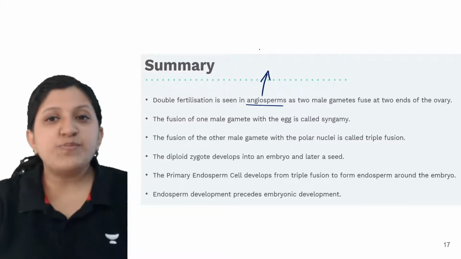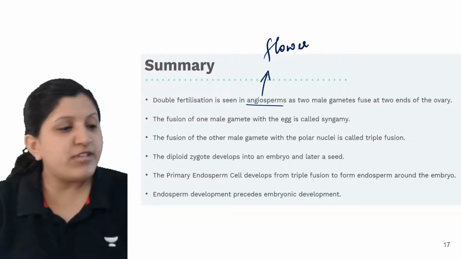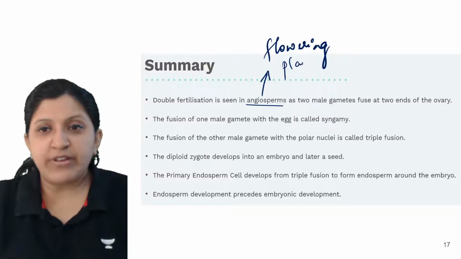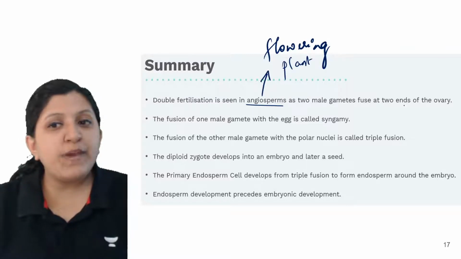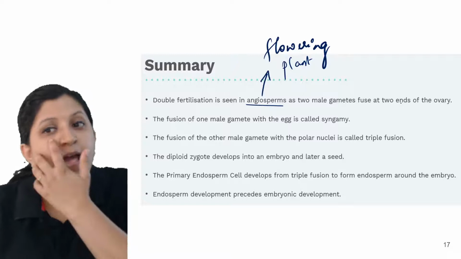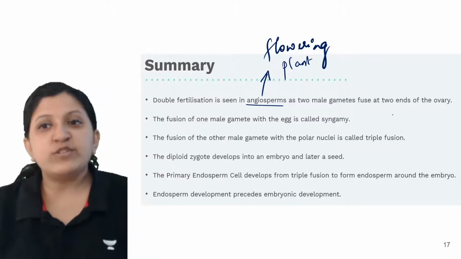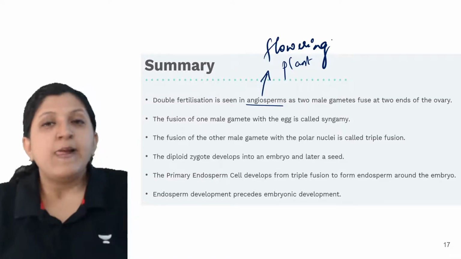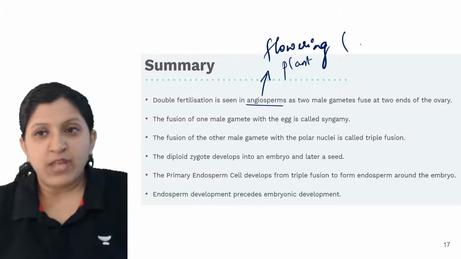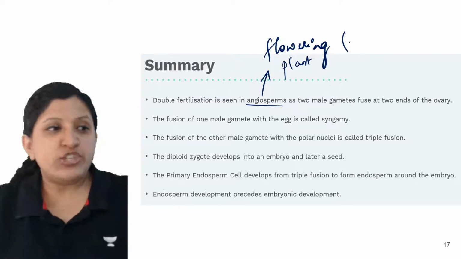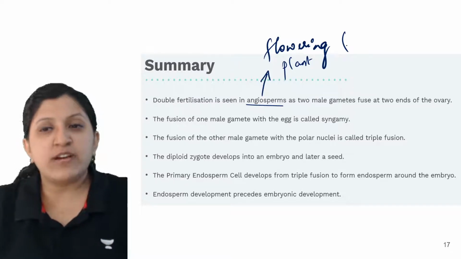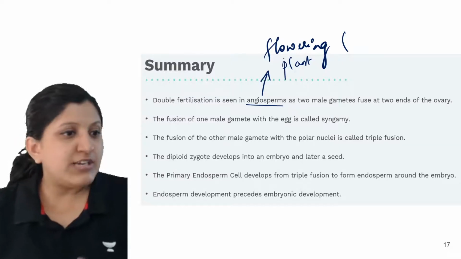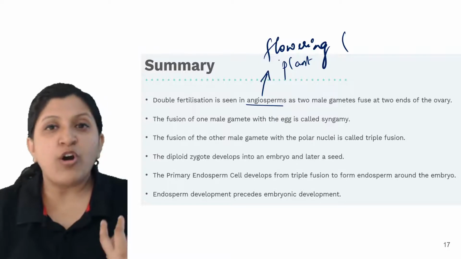Okay, so now angiosperms are flowering plants, and what is the function of a flower? Anybody? So this one is a flowering plant, as two male gametes are going to fuse at two ends of the ovary. So that means a flowering plant is there, and pollination is going to occur. Once the pollination occurs, we can see fertilization. Now as the fertilization occurs, the development of a seed or a fruit will start.